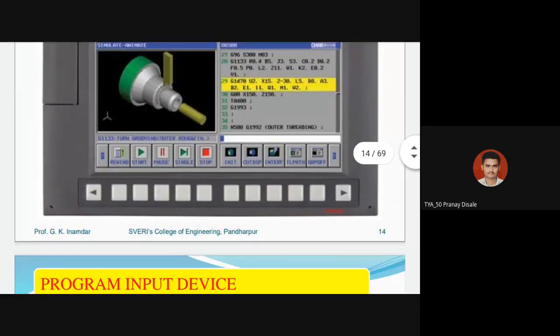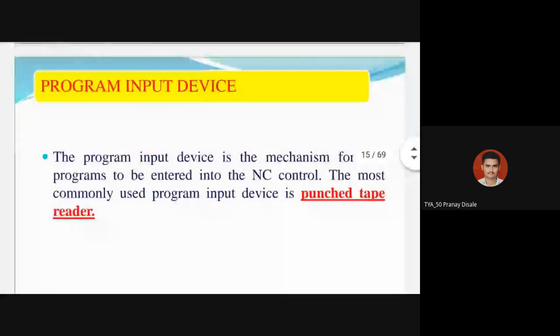Now the program input devices. What are the program input devices?